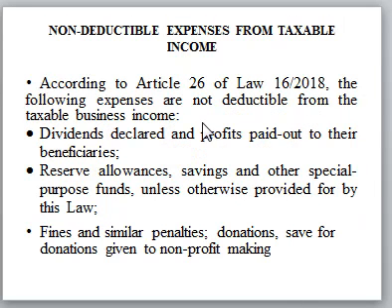So which expenses are not allowed as per Article 26? Dividends declared and profit paid out to the beneficiaries. If a dividend is paid, it is not allowed. Reserve allowances, saving and other social purpose funds, unless those are provided in the law, are not allowed. Fines and similar penalties, donations, save for donations given to non-profit making organizations, those are not allowed.